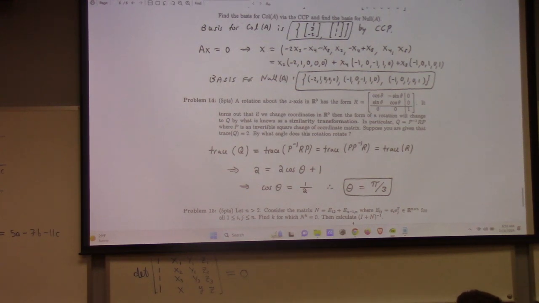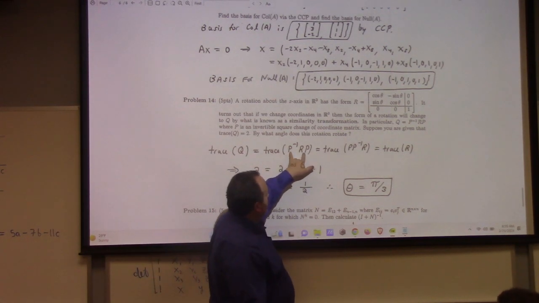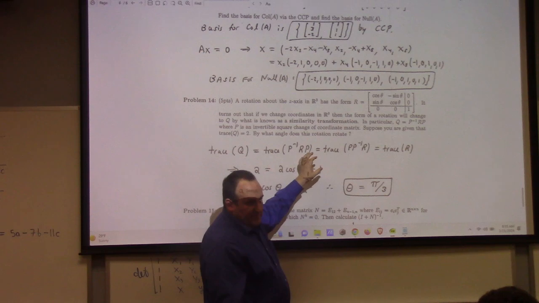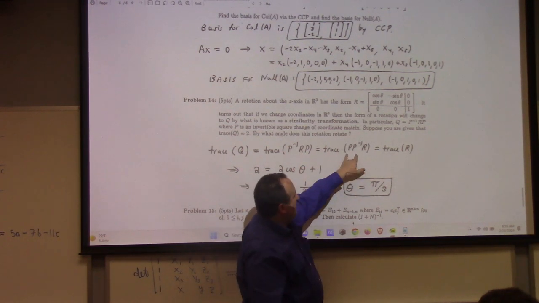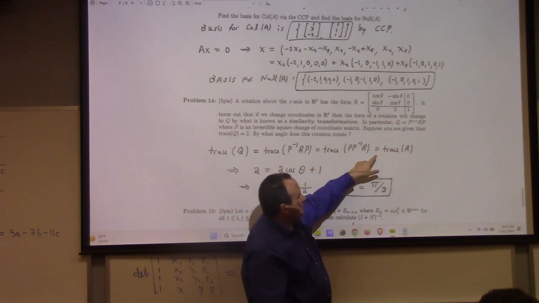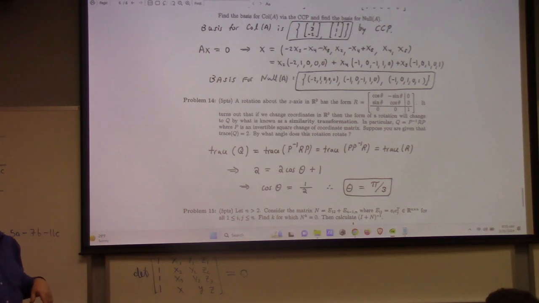To calculate the trace, if Q is equal to P inverse RP, then I can use the identity that the trace of AB is the trace of BA, and think of P inverse R as A and P as B, so I can commute those inside the trace. And when I do that, I get PP inverse, which is the identity, which gives me R. So this is an identity which says that the trace of 2 similar matrices is equal. And a similar calculation is possible for the determinant of similar matrices, right? You can use that the determinant of a product is the product of the determinants to simplify that.